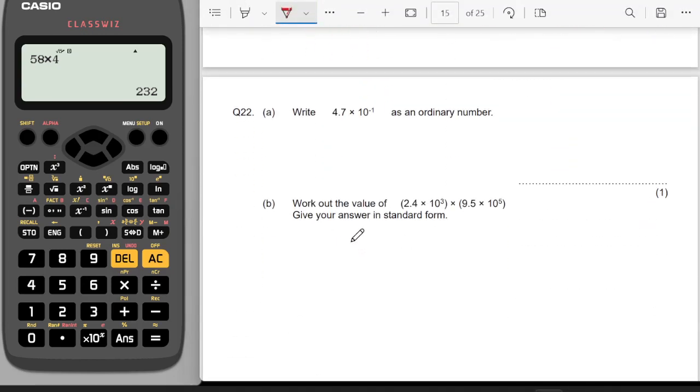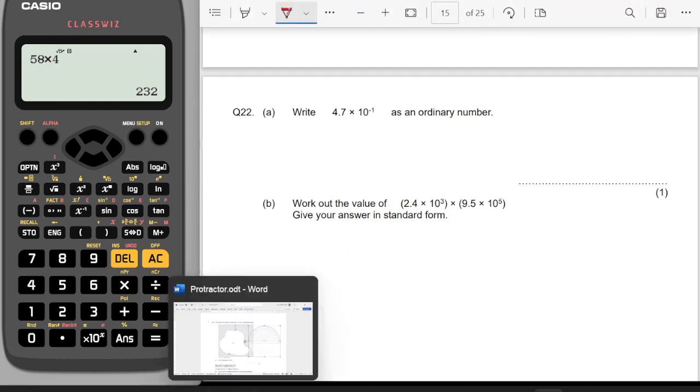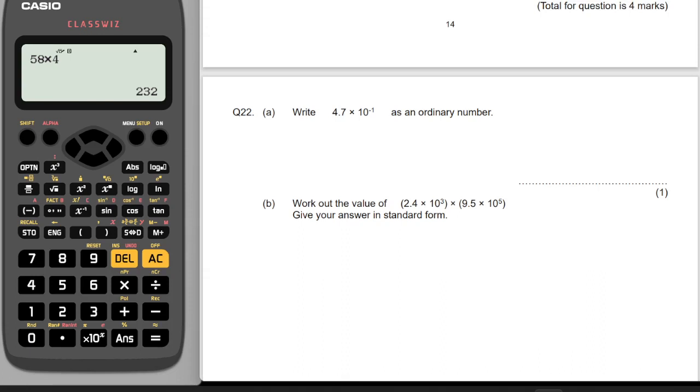Okay, question 22. Right. Sorry, I'm on the wrong page. Okay, there we go. Write 2.7 times 10 to the minus 1 as an ordinary number. So in effect, that means that we're going to add a 0 in front of this number, so it's going to be 0.47.